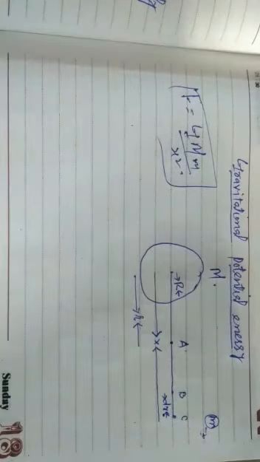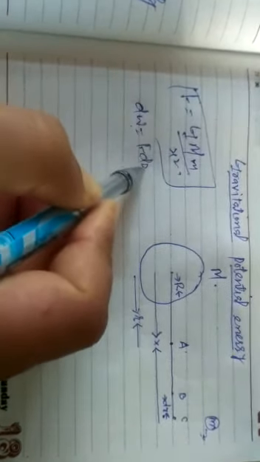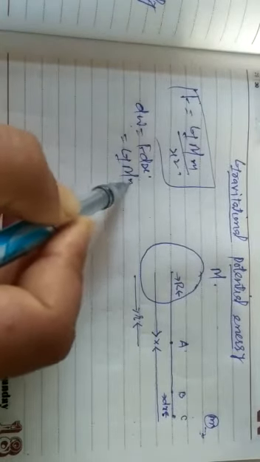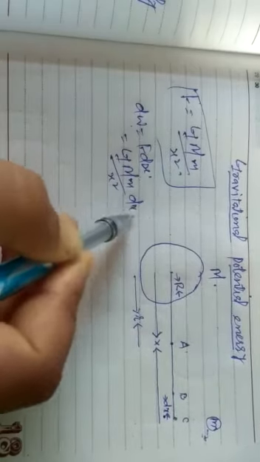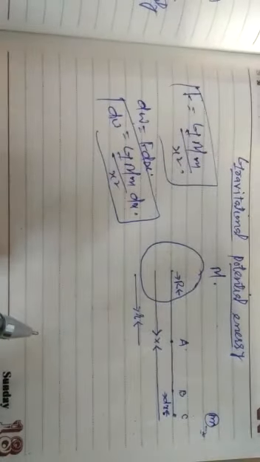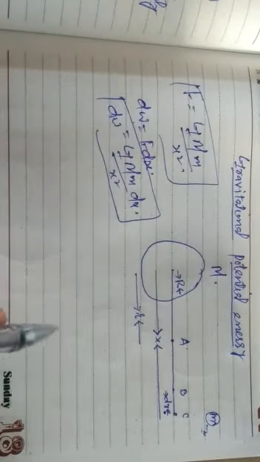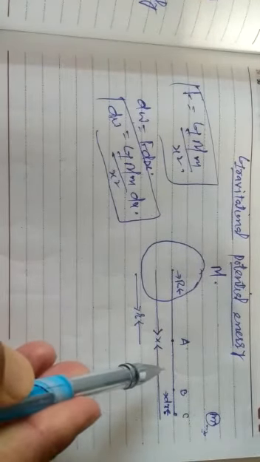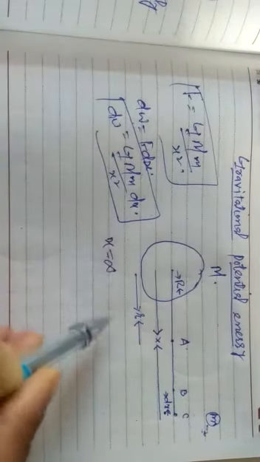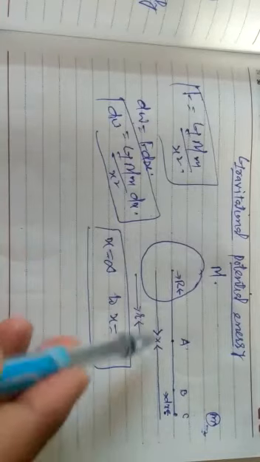Then the small amount of work done will be given as dW equals F dx. And instead of F, we'll place G M m by x square dx. Now this is the small amount of work done in displacing a body of mass m. Now the total amount of work done in displacing this body is from x equal to infinity to x equal to r.